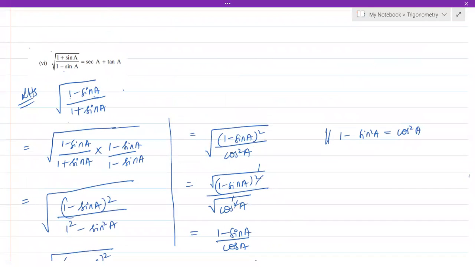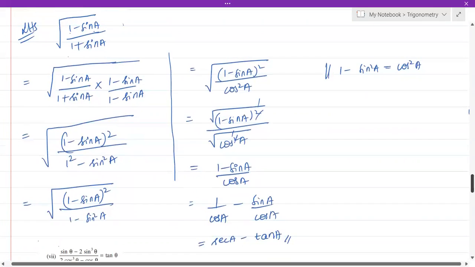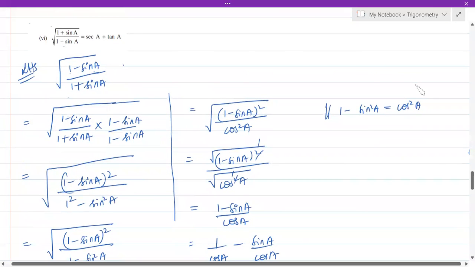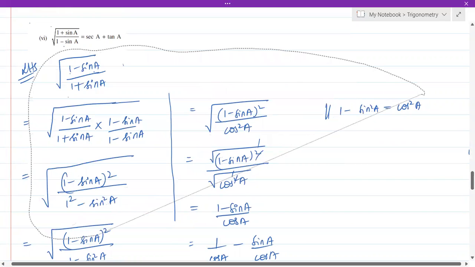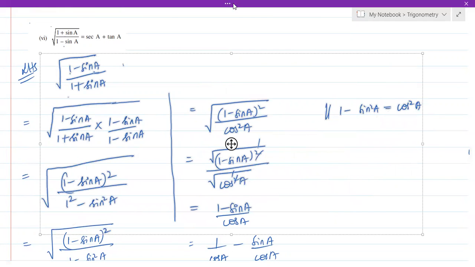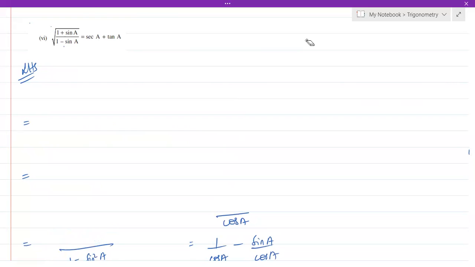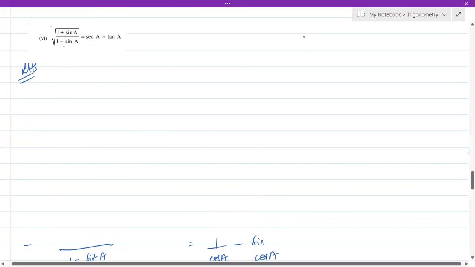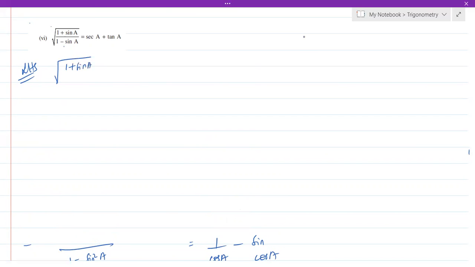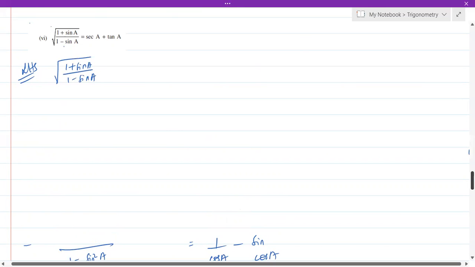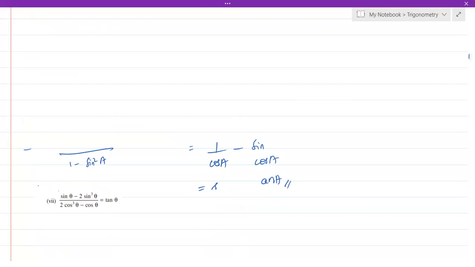Let me, for your sake, do that and show you how to do this. Let me do this again. Anyhow, I took the question wrong. Let me take the LHS properly now. What was the LHS? The LHS was root of 1 plus sine A by 1 minus sine A. Okay. Now let me erase this also.